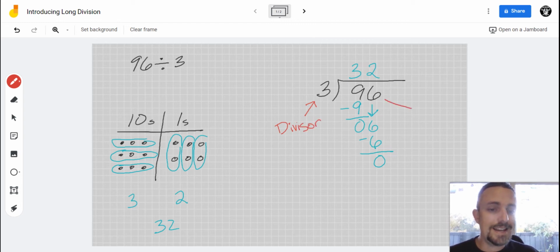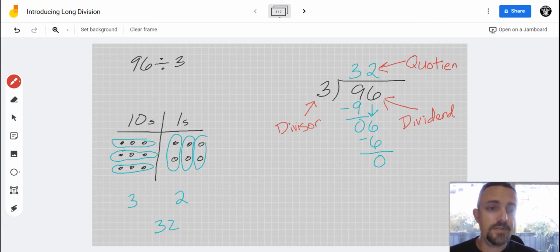Okay, this 96 is your dividend. And these are the different parts of a math problem. And finally, the 32, the answer to a division problem, is your quotient. So you need to know the different parts of a division problem as well.